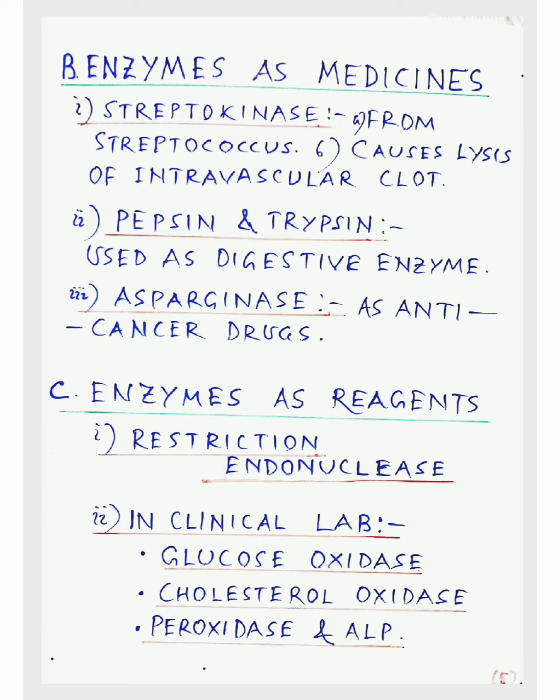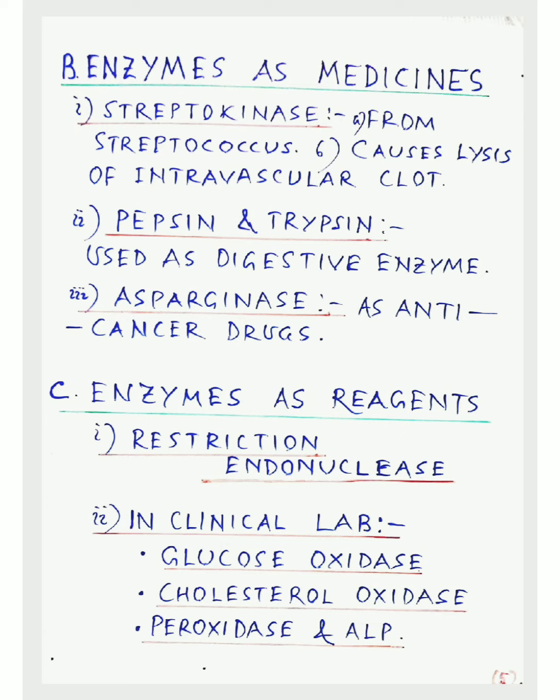Second, pepsin and trypsin are used as digestive enzymes in pancreatic insufficiency, leading to poor digestion. And asparaginase is used as an anti-cancer drug. So for enzymes as medicine, I have just told you a few names. There are lots of enzymes used as medicines; for example, you have heard a few names.